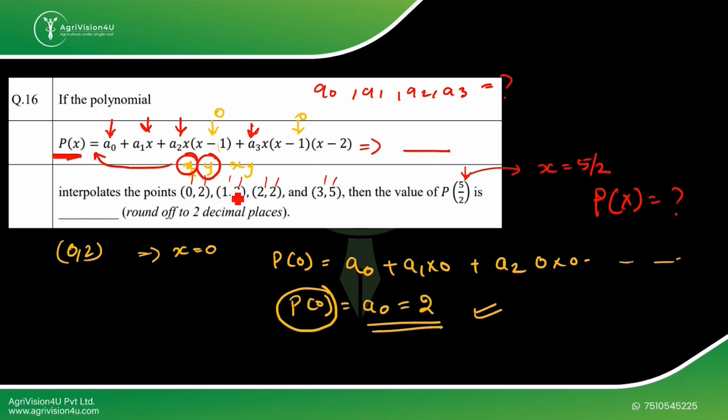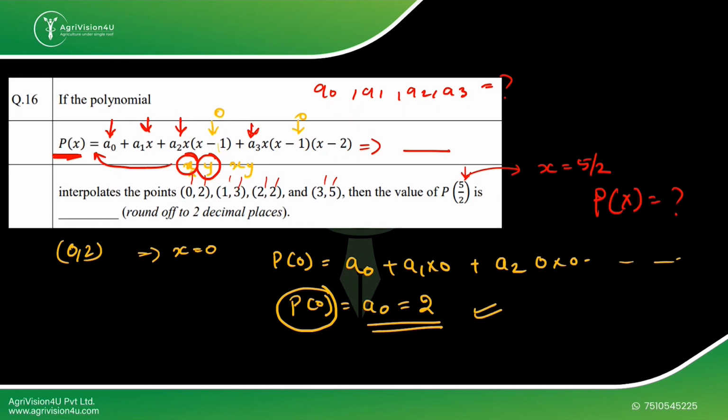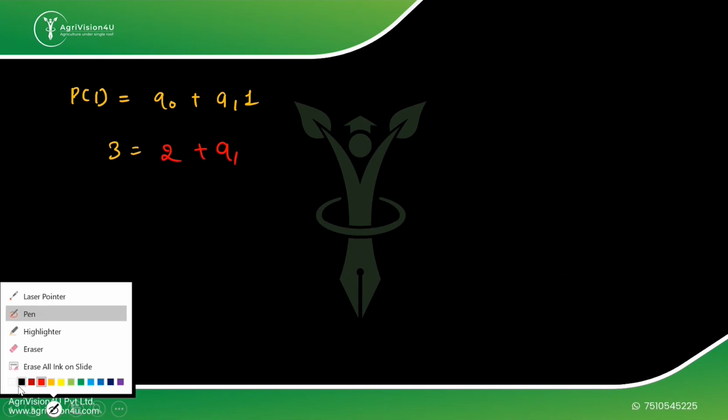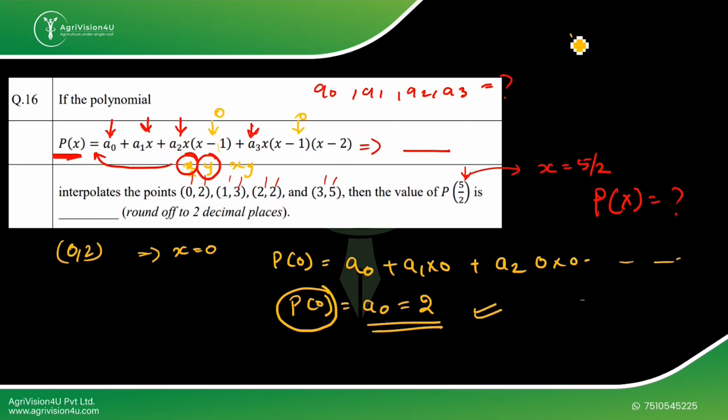So now we are putting the value 1 as x in the function to calculate a1, and the answer of P1 is 3. So 3 equals the value of a0 that we have calculated, that is 2, plus a1 into 1, which is a1. If you calculate it, you will get a1 equals 1. So you got two values, a0 is 2 and a1 is 1. Now you have to solve for a2 and a3. Let's see what we will get.